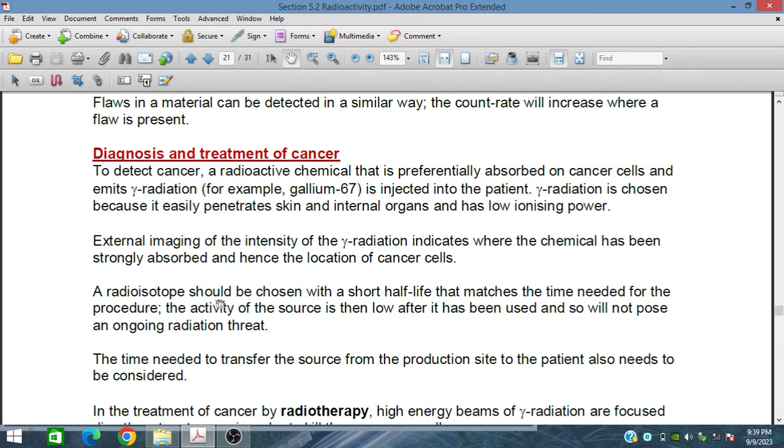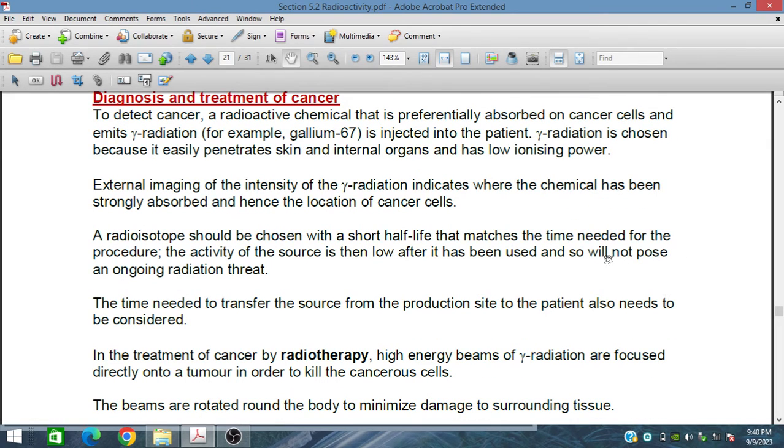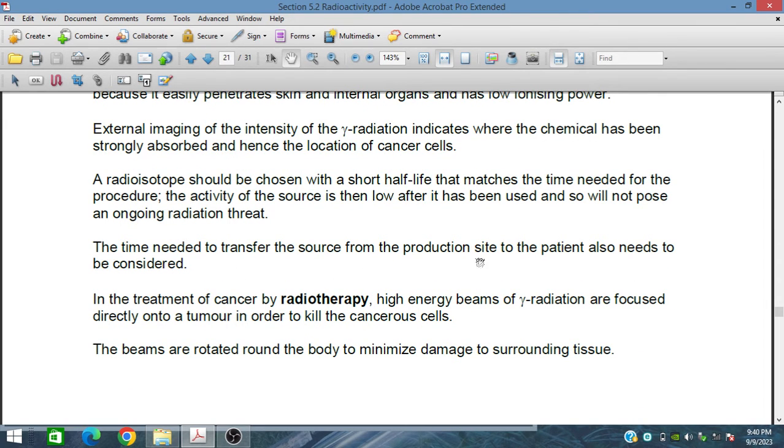A radioisotope should be chosen with a short half-life because the material is injected inside the body. If its half-life is short, it will eventually decay, and the dose will be reduced exponentially. So for injection or ingestion inside the body, short-lived isotopes should be used so that they will not pose an ongoing radiation threat. The time needed to transfer the source from the production site to the patient also needs to be considered.